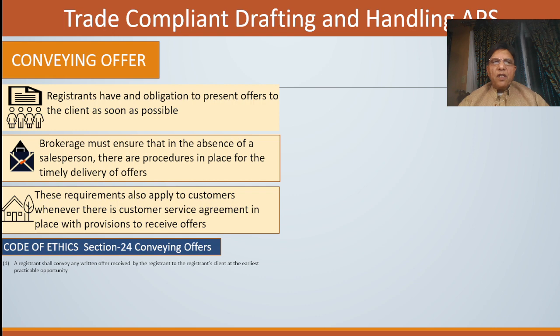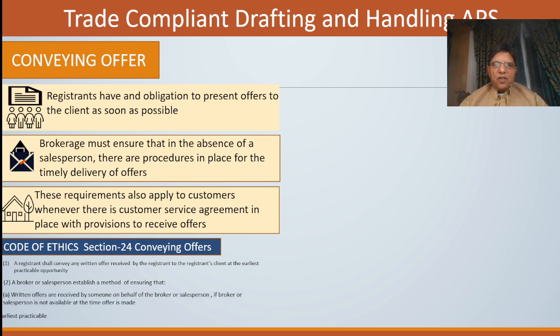Code of Ethics, Section 24, conveying offers. A registrant shall convey offers as soon as possible. A brokerage or a salesperson should establish a method or procedure. If the salesperson dealing with that transaction is not available or will be away, then there should be a procedure in place for who is going to represent him or her in the absence, and those offers need to be timely addressed and timely presented.